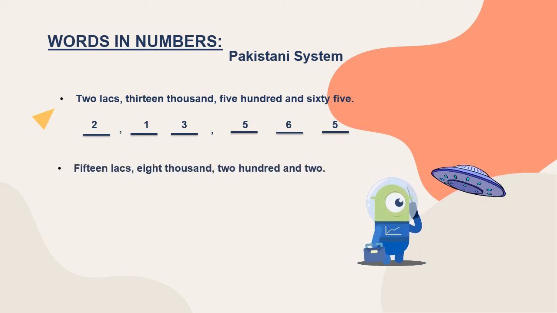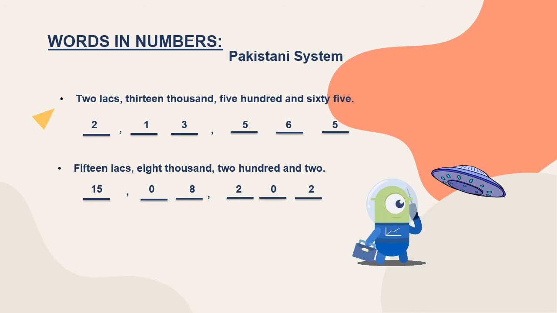Question number 2. Fifteen lakh eight thousand two hundred two. First step, commas go in the same place. For the lakhs over here, we have 15. 8,000. Now nothing is in the place value of 10,000, so we write a 0 over there. And then 202 is 202. So our answer is 15,08,202.